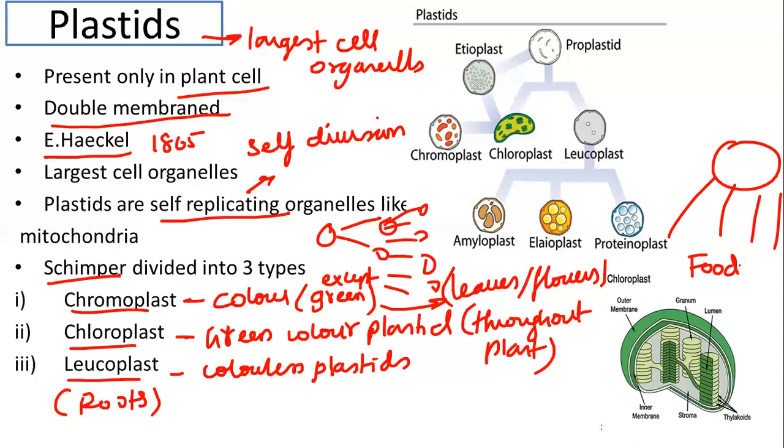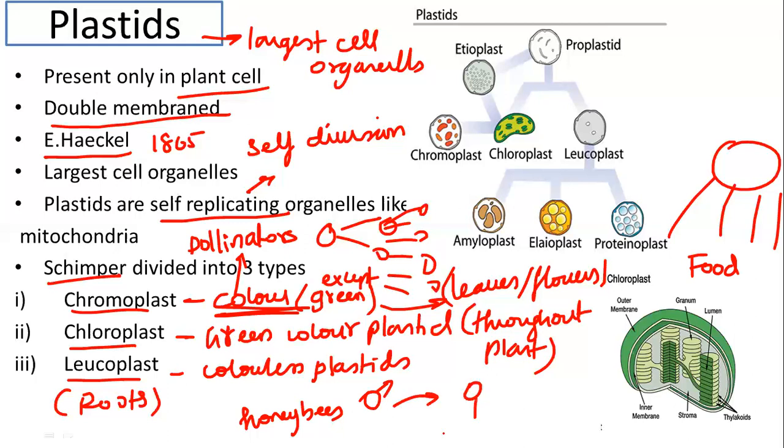And this chromoplast is involved in various color formation, and this color formation also helps in attracting pollinators. Who is a pollinator? Let's say honeybee is a pollinator. What it will do? It will take pollen from a male flower and carry it to the female flower. So these honeybees are called pollinators, which are a mediator between male flower and female flower. So for attracting insects, colors are very important, and that process takes place by chromoplast.